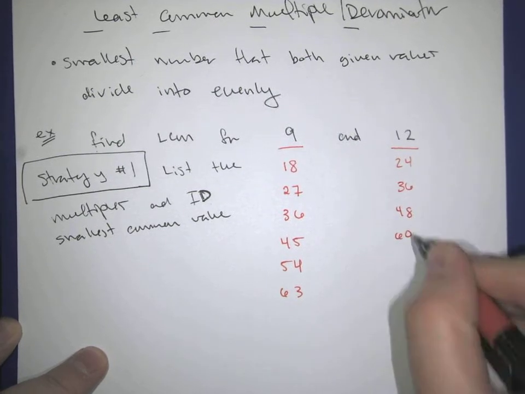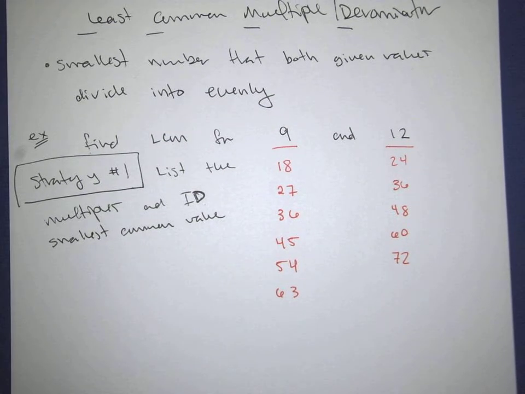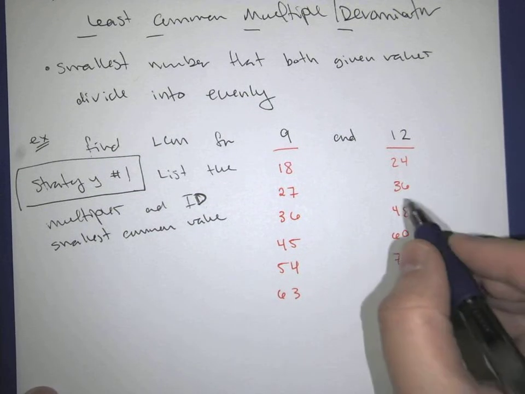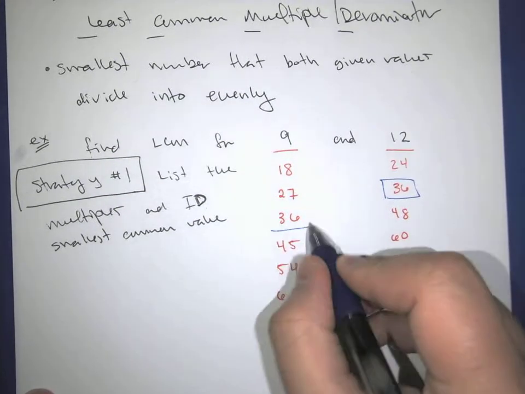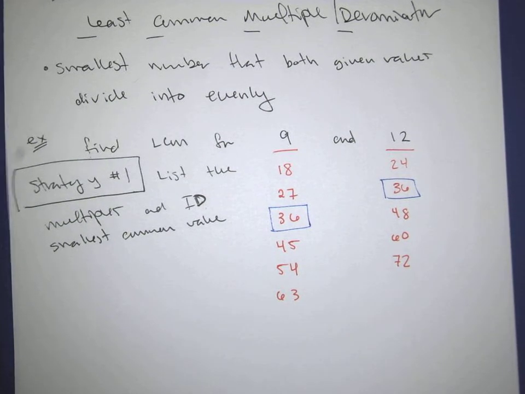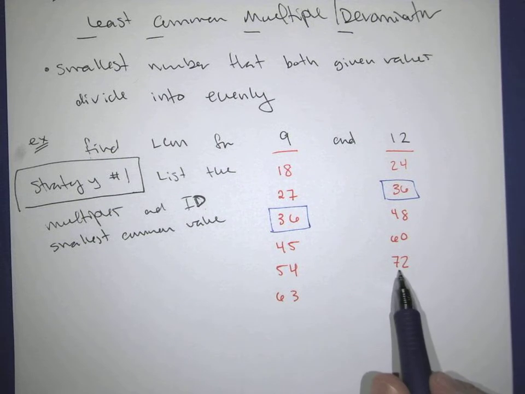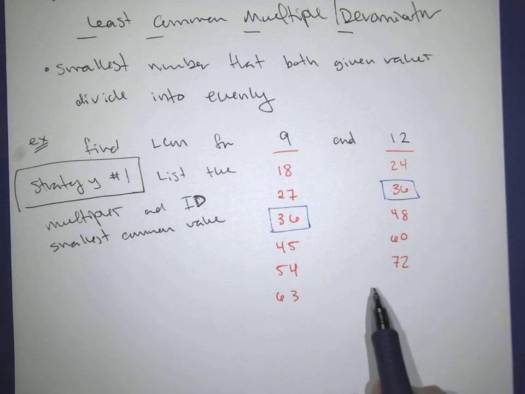Times 5 is 60, 72. And let's actually pause there, because I spy with my mathematician's eye, 36 showing up in both columns, and that's the earliest instance of having any sort of overlap here. We could kind of say if we kept going, for example, with the 9s, we would have a 72 coming up next, and that would also show up here in the 12s. So once we hit one, we're going to hit more than one.